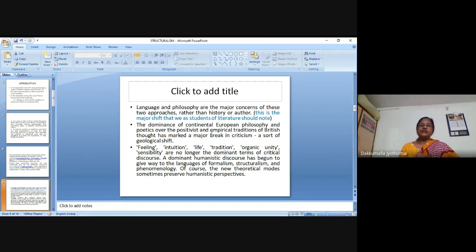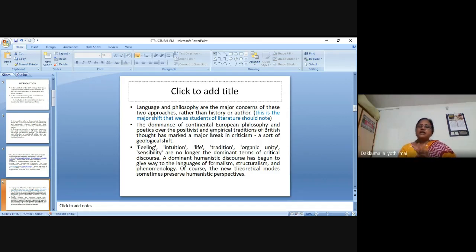The present theory is not using these words, and a dominant humanistic discourse has begun to give way to the languages of formalism, structuralism, and phenomenology. Formalism, as the name itself shows, is dealing with form. In other words, it is like the New Criticism or practical criticism, but a bit different. It is focusing more on the form of the text. In fact, the principles of formalism and structuralism to a certain extent sound identical, as structure and form can be taken as one and the same.